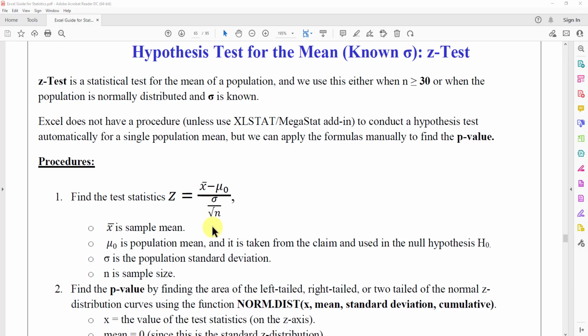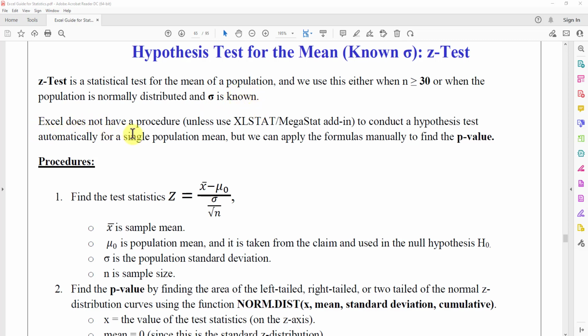In this video, we'll learn how to use Excel to perform the hypothesis test for the mean when we know the population standard deviation sigma. And this is when we use the z-test. Z-test is a statistical test for the mean of a population. And we use this either when n is bigger than or equal to 30 or when the population is normally distributed and the population standard deviation sigma is given.